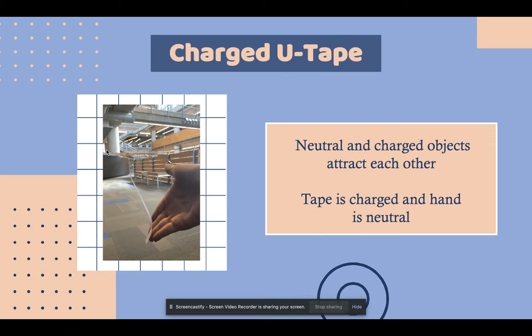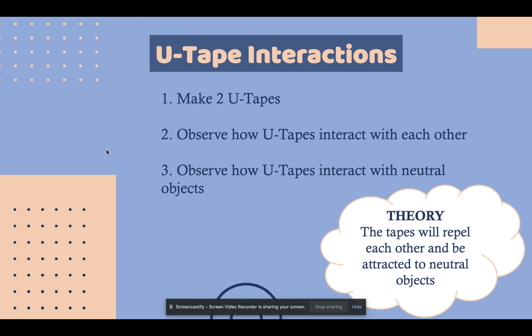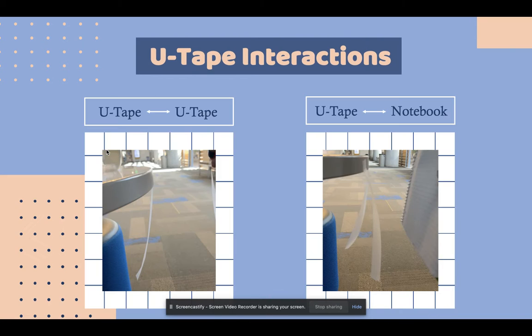This interaction really represents how neutral and charged objects attract each other, the tape being charged and my hand being neutral. So next we took a look at some U-tape interactions. What we did for this was we made two separate U-tapes and we observed how they interacted with each other in addition to how they interacted with neutral objects. My theory here was that the tapes would repel each other and be attracted to the neutral objects.